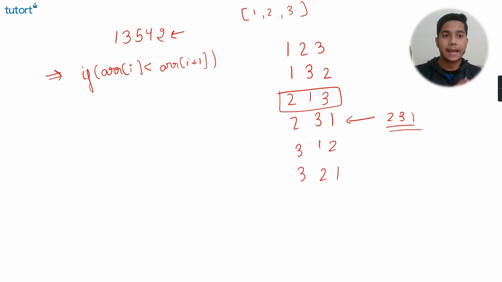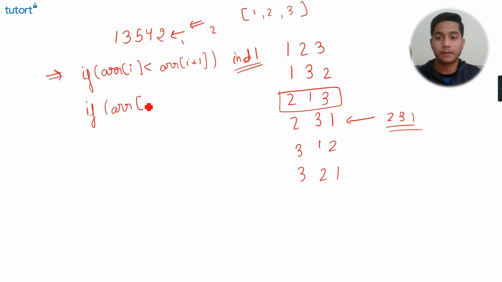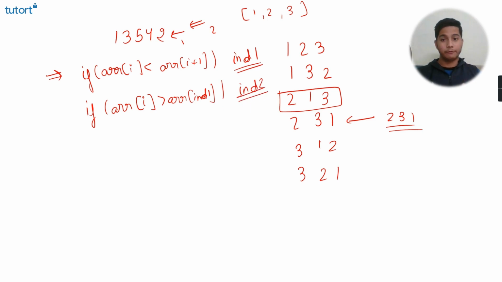Now if there is an I for which ARR of I is less than ARR of I plus 1, we will term that as index 1, IND1, let's say, right? If you're having doubt about why we did this, just wait for a second, we will get into the explanation as well. Now the second thing: you have to again iterate and see if ARR of I is greater than ARR of index 1, right? Then you have to make it index 2.